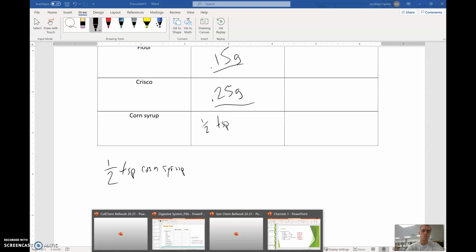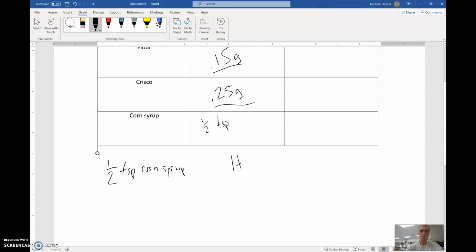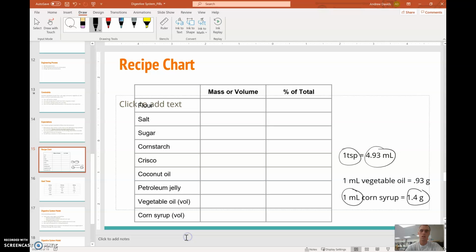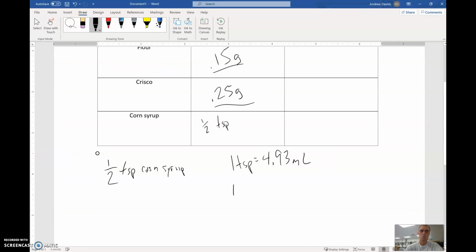I also know, because I wrote it down, that 1 teaspoon is equal to 4.93 milliliters. And I also know that 1 milliliter of corn syrup has a mass of 1.4 grams. This is the information I need to be able to convert teaspoons into grams.